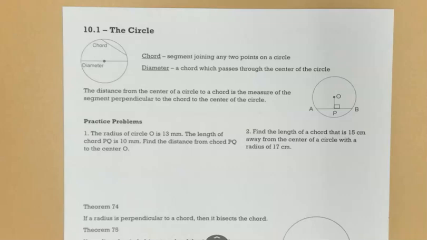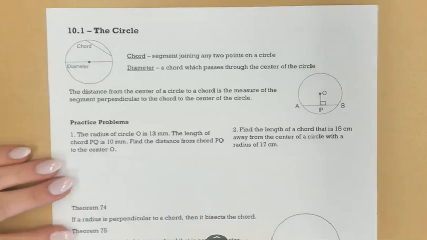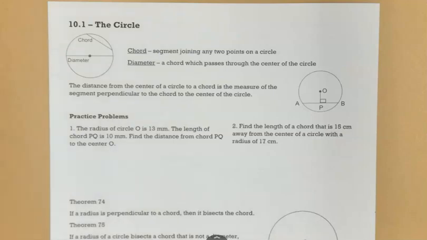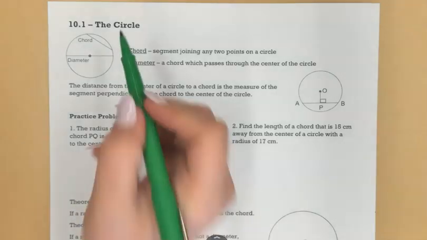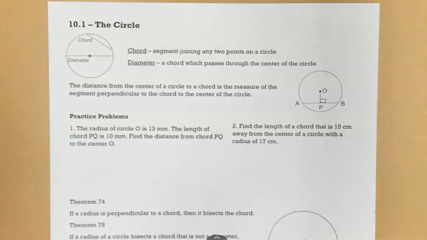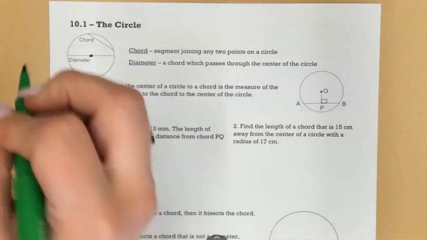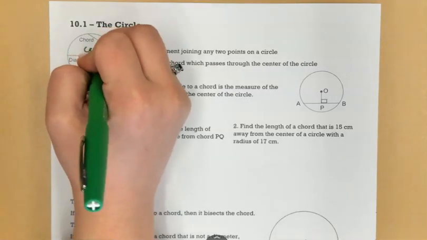All right, we are starting chapter 10 today, the circle. So, a quick review of some terminology and vocab words that we learned last class. Obviously, we've got a circle. You are familiar with that shape. This point in the very middle we call the center.